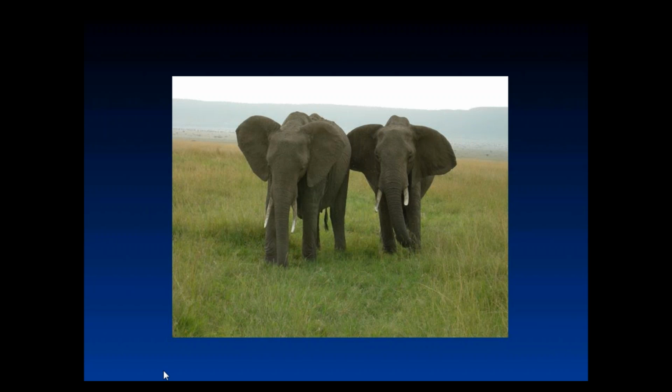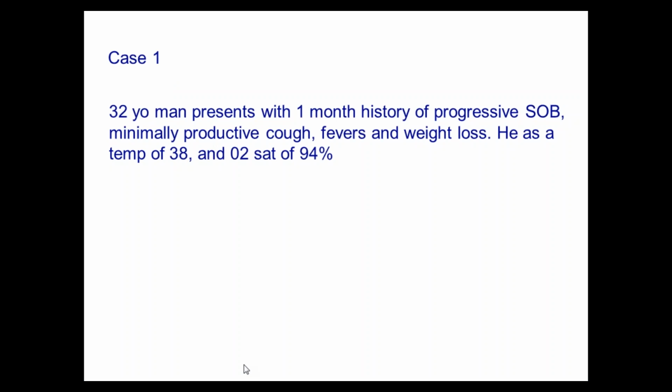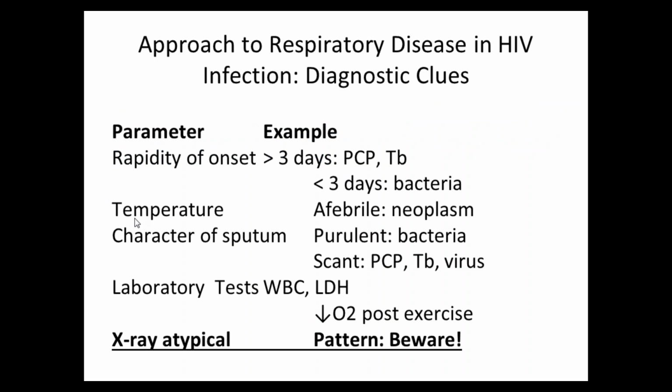If we go to our first slide, we're going to start off with a case. A 32-year-old man presents with a 1-month history of progressive shortness of breath, minimally productive cough, fever, and weight loss. He has a temperature of 38 and an O2 sat of 94%. What's interesting is, as you look at him, he's sitting there rather comfortably while he's talking to you. This is actually a fairly typical presentation for PCP. One of the things to keep in mind when you look at how you approach respiratory diseases in HIV is that the clinical characteristics really point you one way or the other.